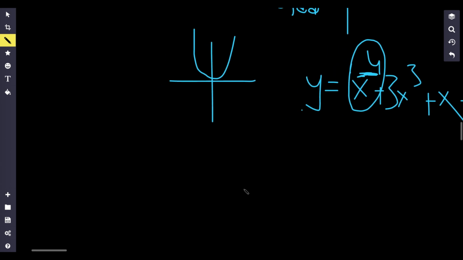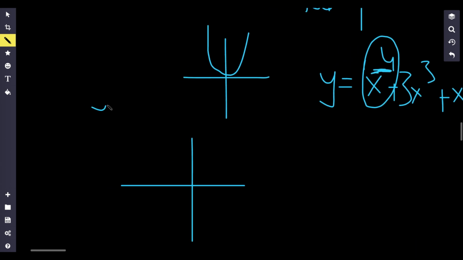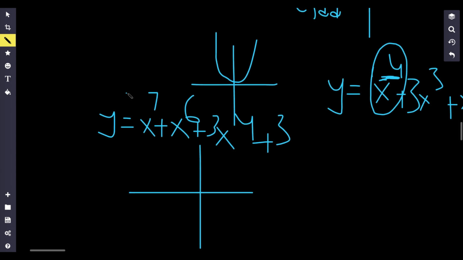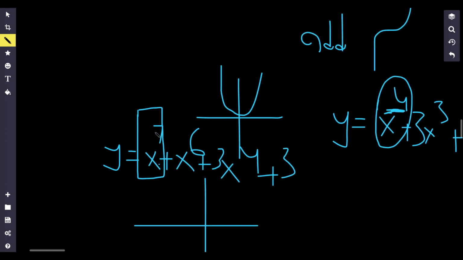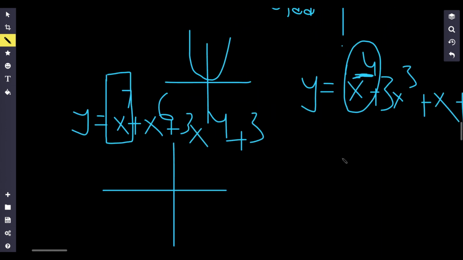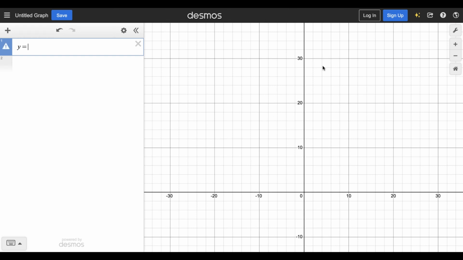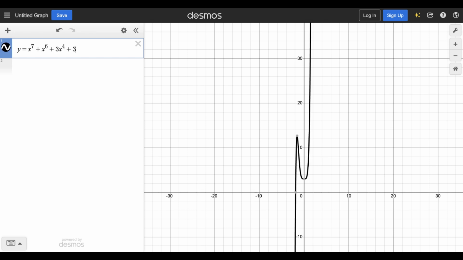All right, we can do one more example. So if I have, let's say, y is equal to x to the seventh power plus x to the sixth power plus 3x to the fourth power plus 3, all you have to do to determine how this function looks is look at the biggest term, in this case x to the seventh power. We know that odd exponents look something like this, which means this function is going to look somewhat like this. It's going to have this behavior. And if I graph this out, it has similar behavior.